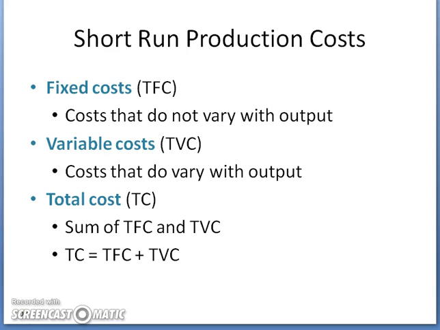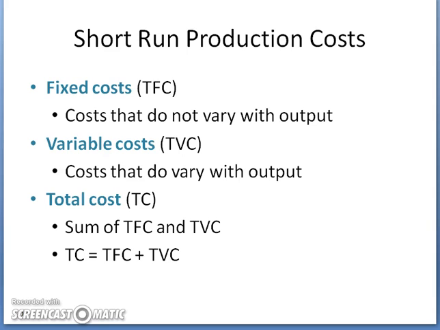Now let's take a look at our short-run production costs. The first cost we'll look at are fixed costs. Usually we will abbreviate this as TFC, or total fixed costs. These do not vary with output. Fixed costs are things that we have to pay regardless of how much we're actually producing. So it may be taxes, it may be depreciation on capital equipment, it may be salaries to executives.